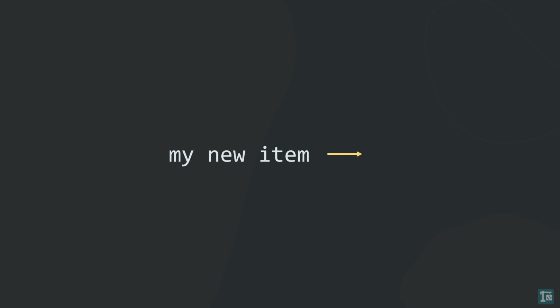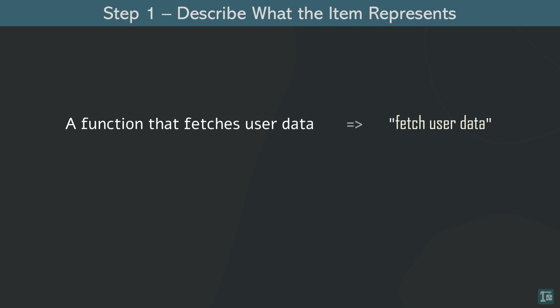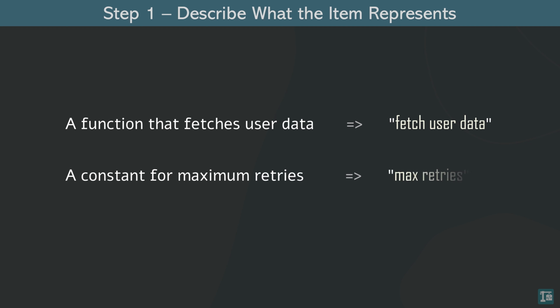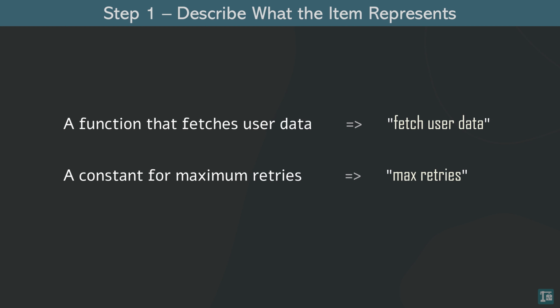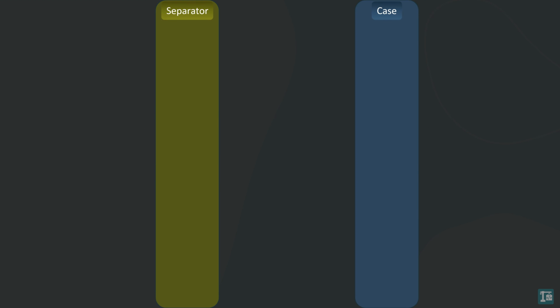How should you format names? Before worrying about format, turn the item's purpose into plain English. For example, for a function that fetches user data, use "fetch user data." For a constant for maximum retries, use "max retries." Now, take your description and convert it into a proper code-friendly format. Here are common naming styles.